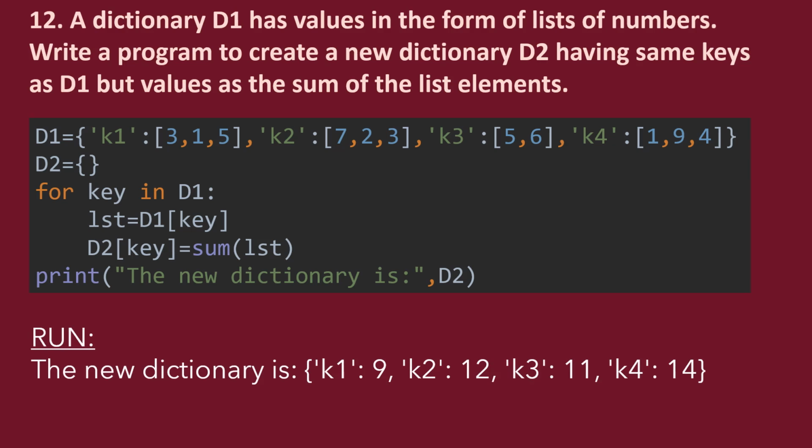So once you run the program, you'll get the new dictionary like this: K1 colon 9, the sum of the values present in the list, and K2 is 12, K3 is 11, like this.